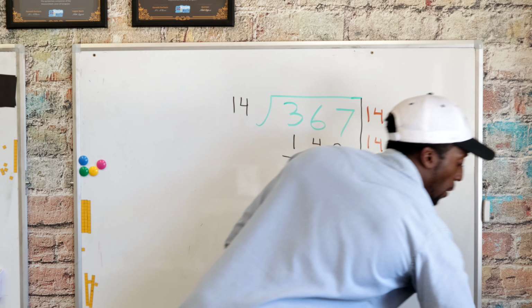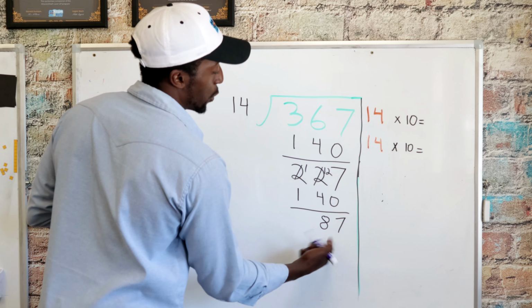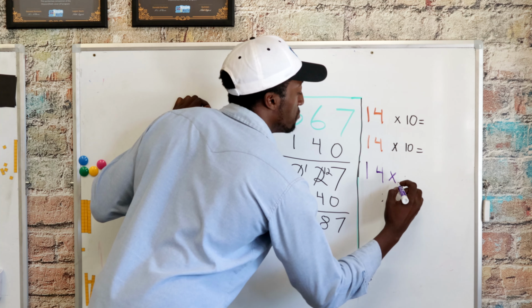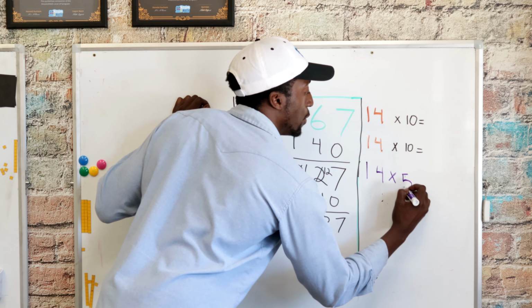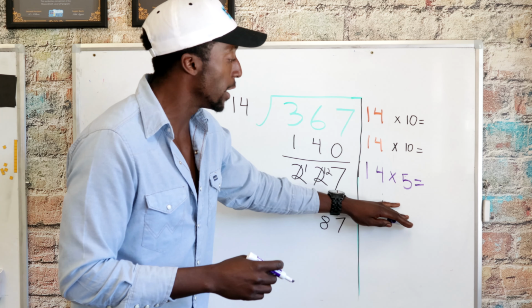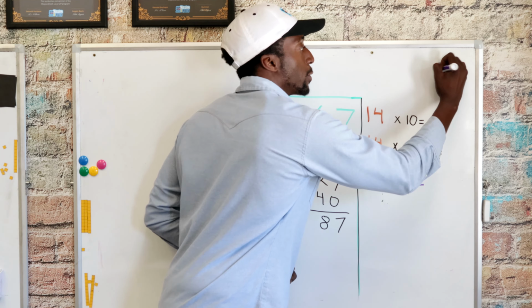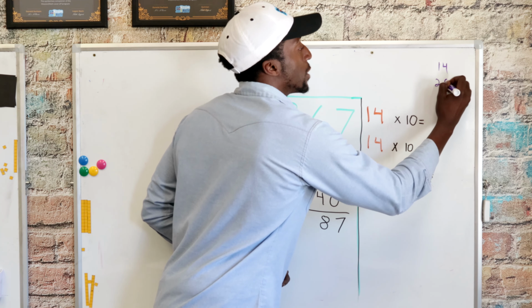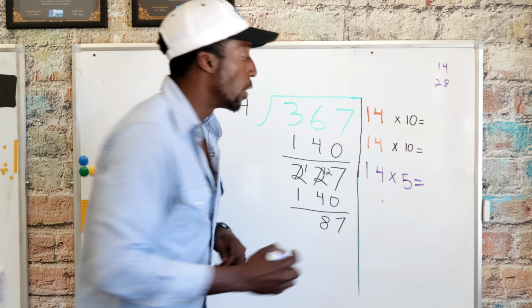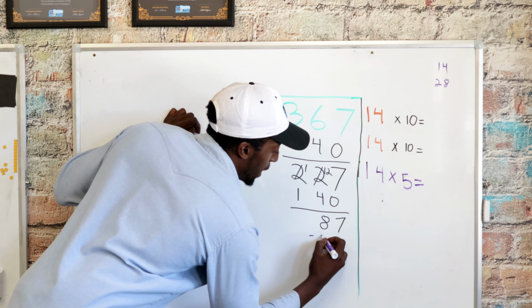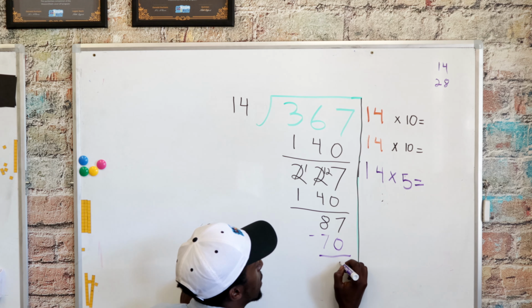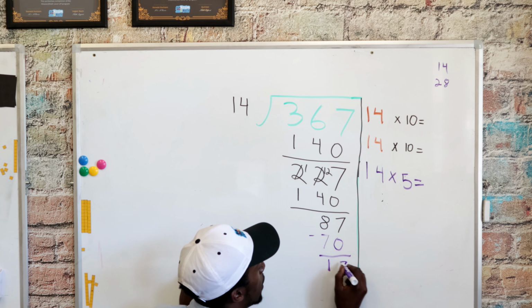All right, this time I want to switch it up, because we can't do 140 again. Let's do 14 times 5. Now, if you're getting better with your multiples, right? If you don't know what this is, you can write that out, do your multiples of 14. I know that's 14, it's 28, right? We can keep going until we find out what that fifth multiple is. Here we know it's going to be 70. So minus 70. All right, that's going to give us 17.